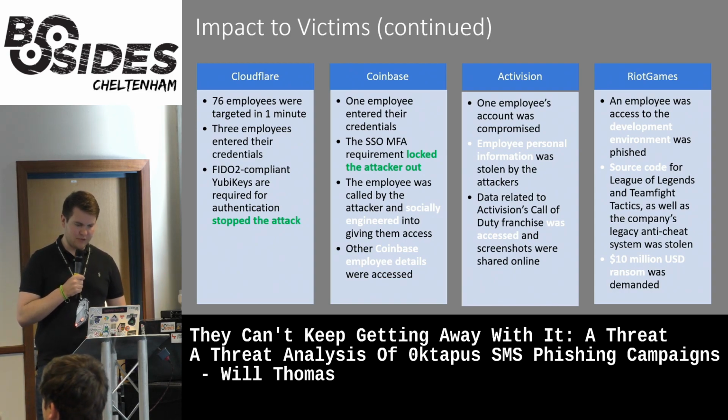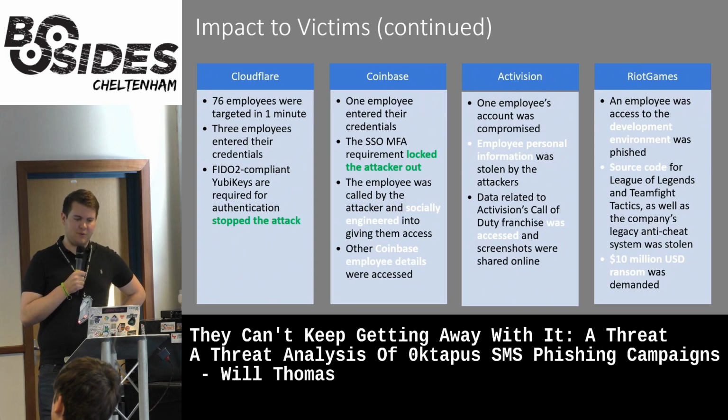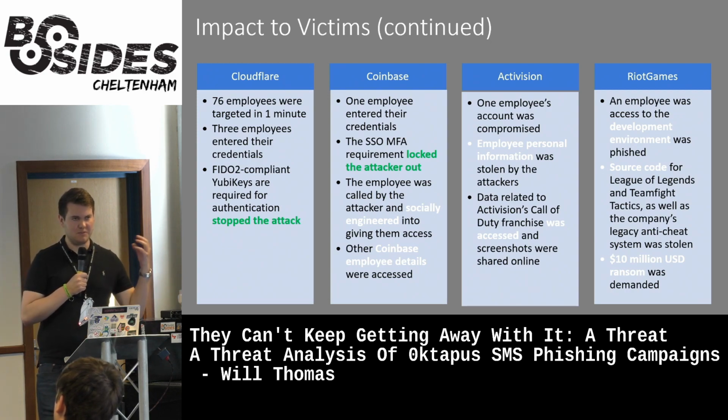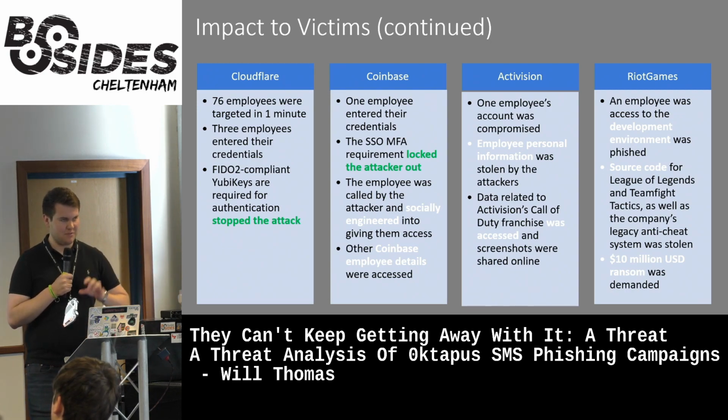Coinbase is probably one of the most interesting because they were successful in the fact that only one of their employees entered their credentials, and the SSO MFA requirement locked the attacker out. It's probably some sort of biometric fingerprint scan, and then the SSO service lets you in. However, the employee was contacted by a fake IT team and socially engineered into providing them access. Once the threat actors were in, they downloaded what we suspect is Coinbase's Active Directory as well. But that's pretty much as far as it went, as far as Coinbase said.